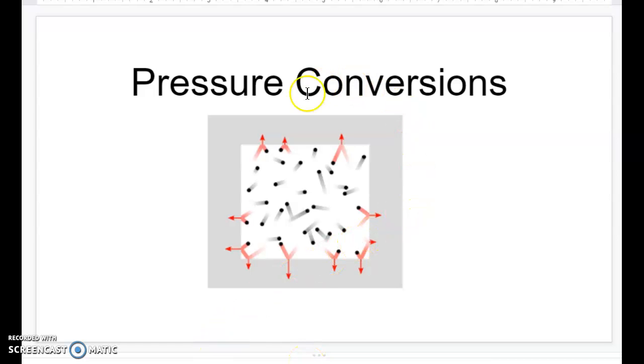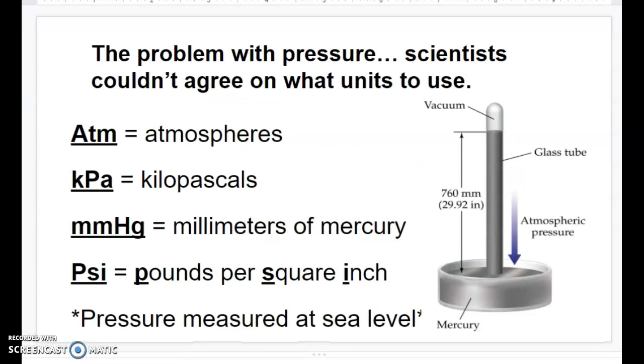Okay, I'm Mrs. Schomer, and today we are going to look at pressure conversions. Let's first talk about pressure, right?